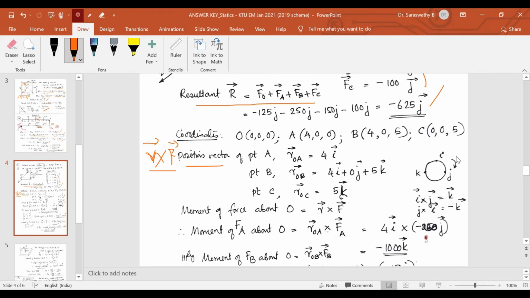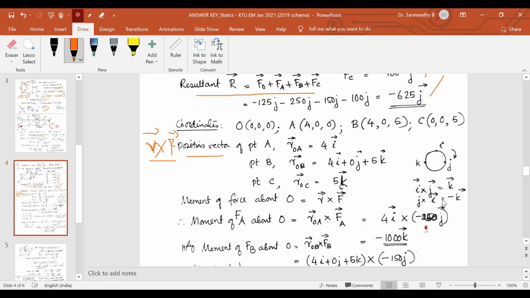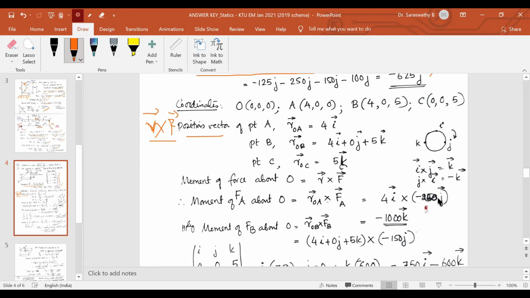Now you have studied in mathematics the cross product rule. If I, J, K are taken in the clockwise direction, I cross J will be equal to K, J cross K will be I, K cross I will be J. If you take it in the reverse direction, J cross I will be minus K. With this in mind, we can find 4I cross 250J minus. I cross J is K. 4 into 250 is minus 1000K.